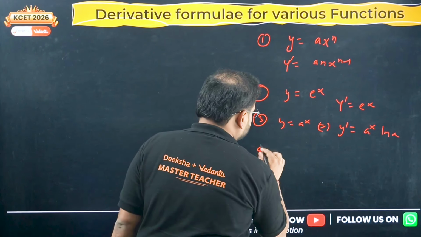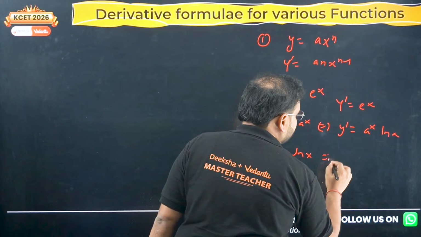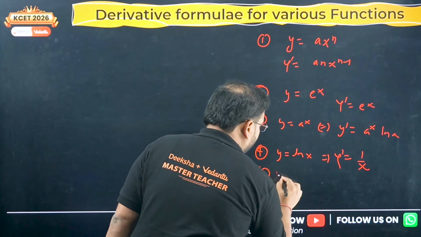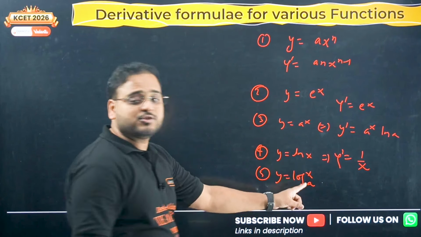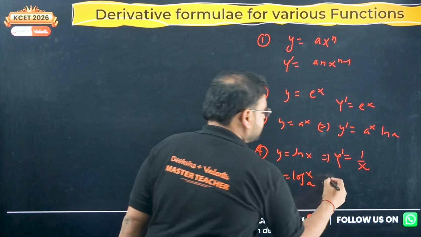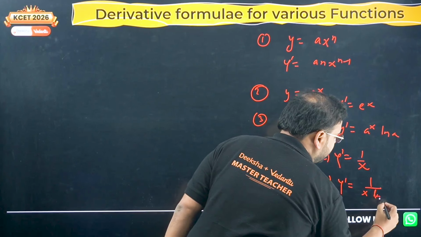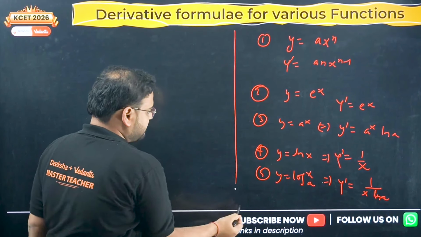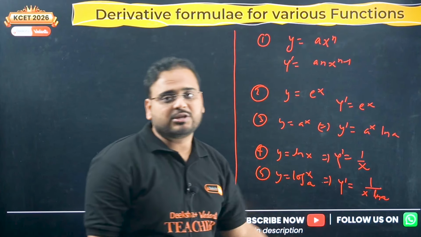For the fourth one, if y equals ln x, the derivative y dash is 1 by x. For the fifth one, if y equals log of x with base a, if the base is not natural, then the derivative becomes 1 by x ln a. Now this is the basics for the polynomial, exponential and logarithmic functions.